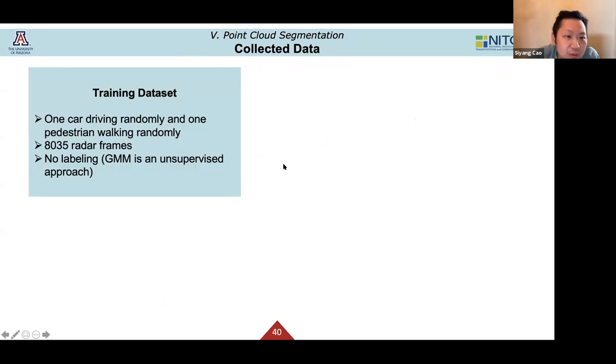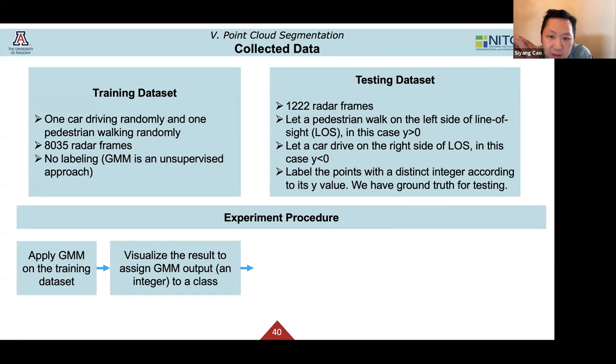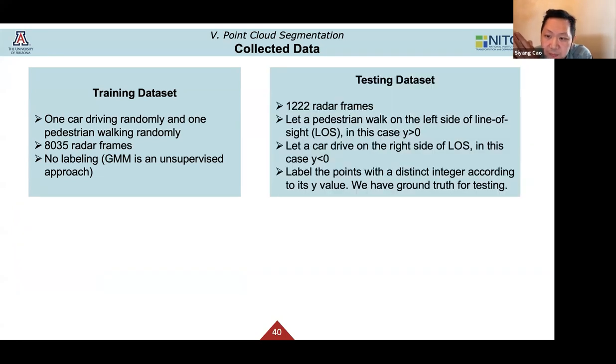So what we have is some training data. We have one car driving randomly and one person walking randomly. We collect 8,000 random radar frames, and we do not have labeled data because GMM is unsupervised. And then we also have some testing data. The testing data has a lot of radar frames, with a person walking on the left and a vehicle driving on the right, so that we have some ground truth to separate the objects.